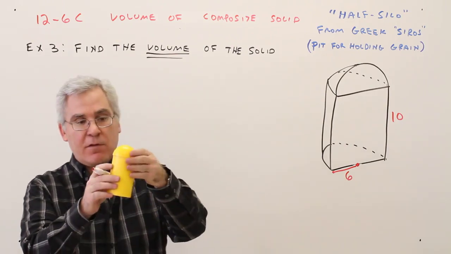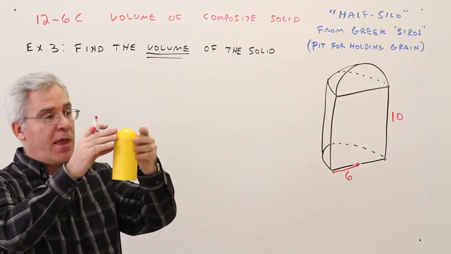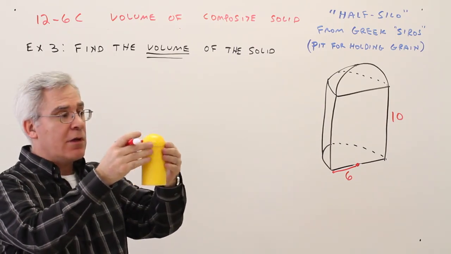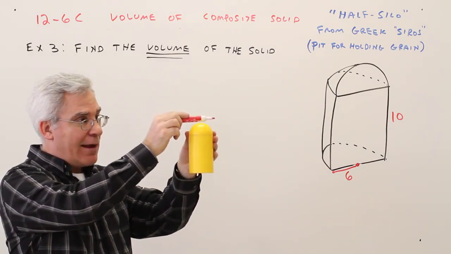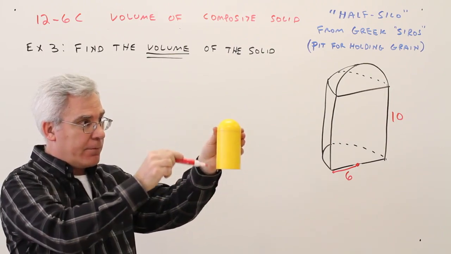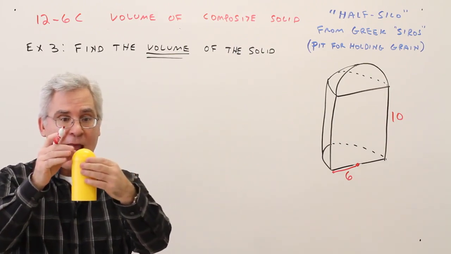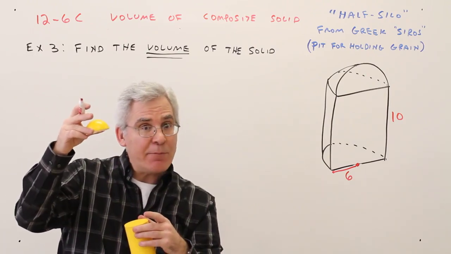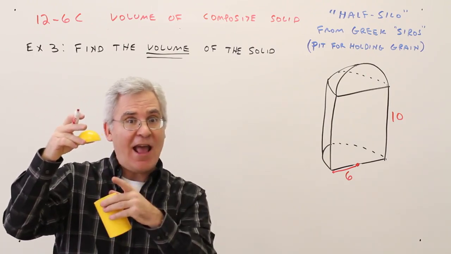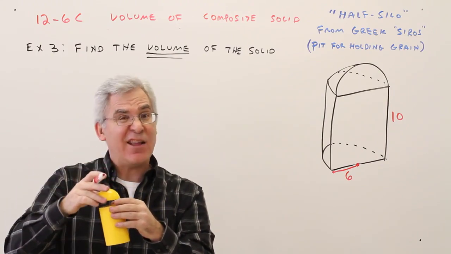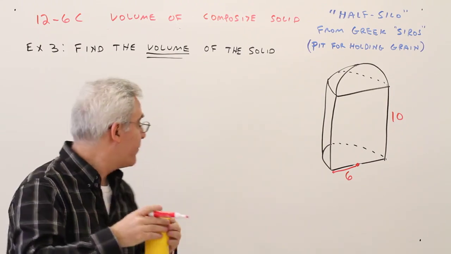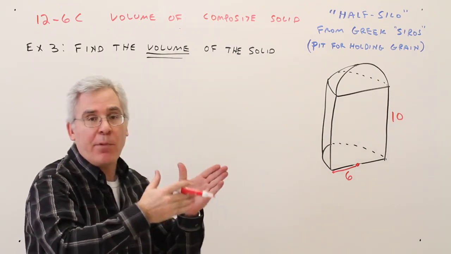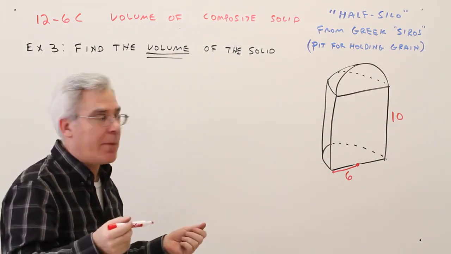So this is a cylinder with a hemisphere on top. Notice what I'm going to do is chop the silo in half. When I chop the silo in half, I'm chopping the cylinder in half and the hemisphere in half. So instead of getting a half sphere, I'll end up with a quarter of a sphere. Maybe this would be used if they had a divider, one part for grain, one part for barley or something like that.